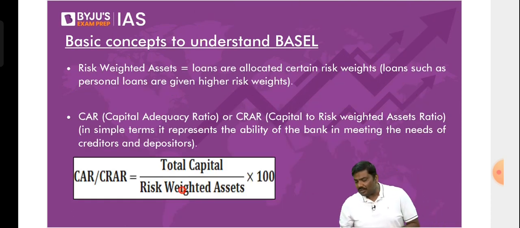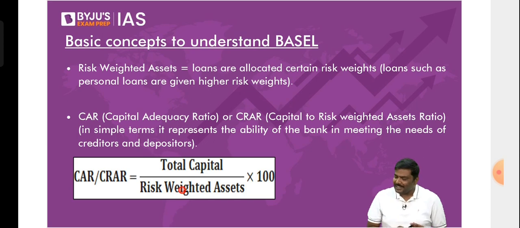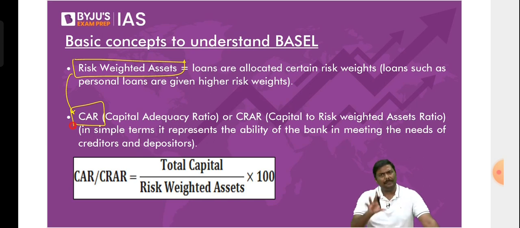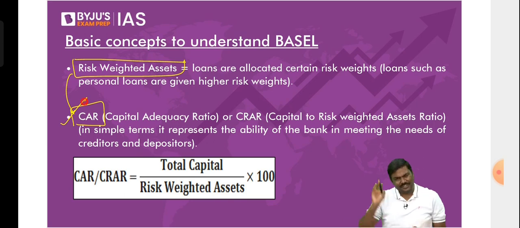Now, what is the importance of all of this? The risk weighted assets ratio you have to calculate, and finally, using that concept, the capital adequacy ratio. We are doing all of this circus just to arrive at one formula: the capital adequacy ratio.